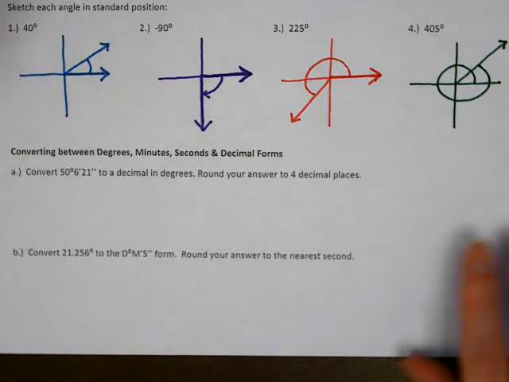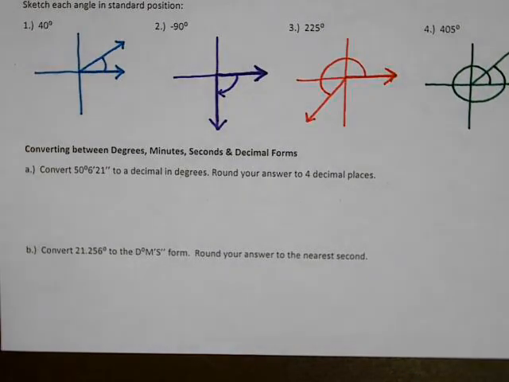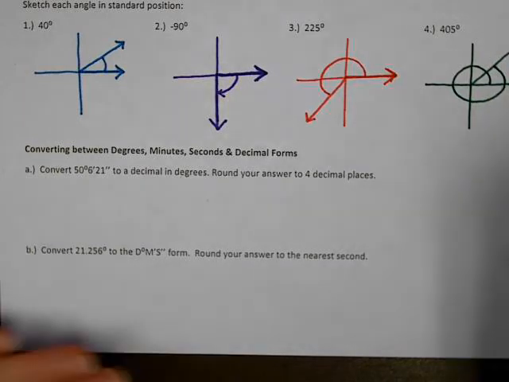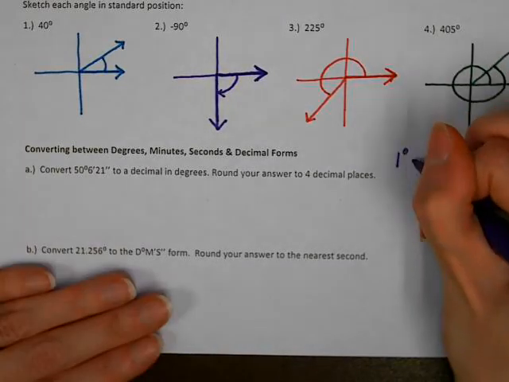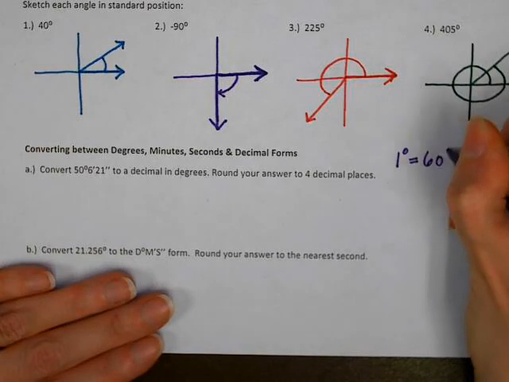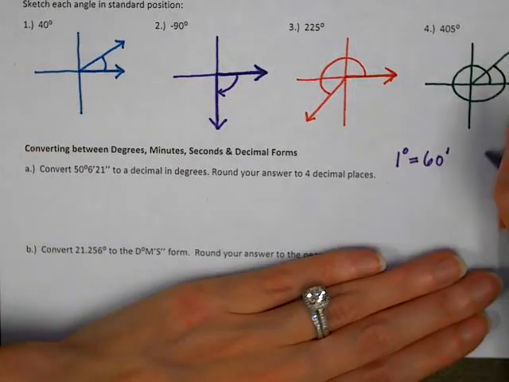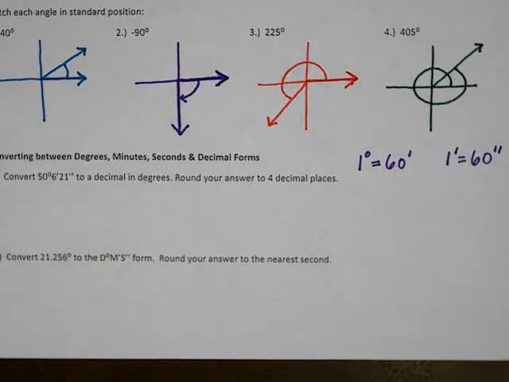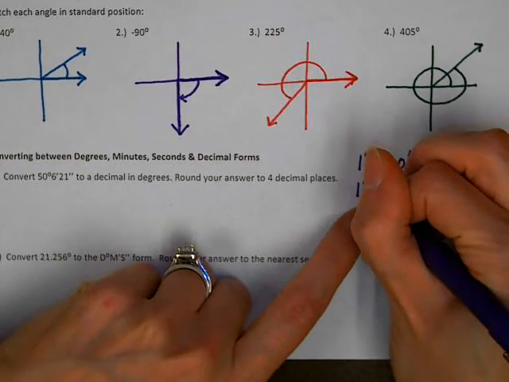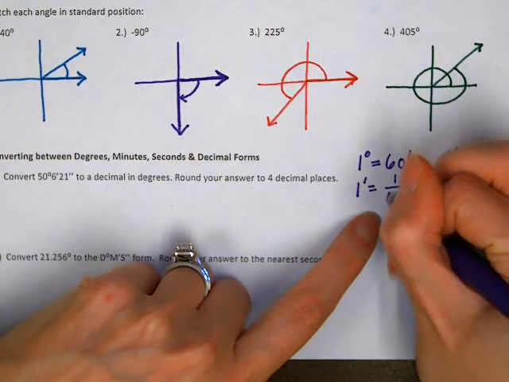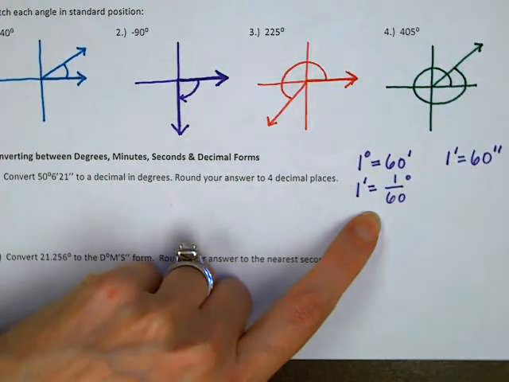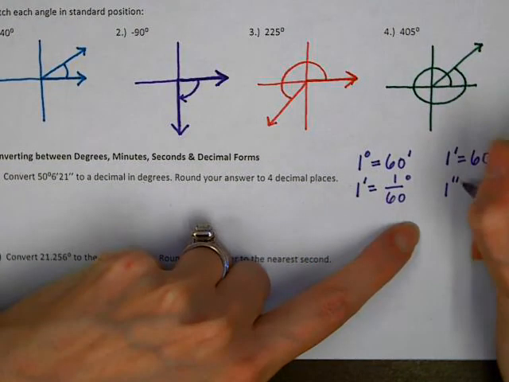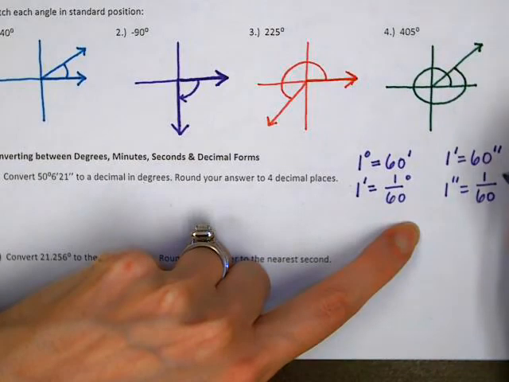Okay, converting between degrees, minutes, seconds, and decimals. So here's what you guys need to know on this one. I'll write it off to the side. 1 degree is 60 minutes, and 1 minute is 60 seconds. And then let's also go backwards. 1 minute is 1/60th of a degree, and 1 second is 1/60th of a minute.